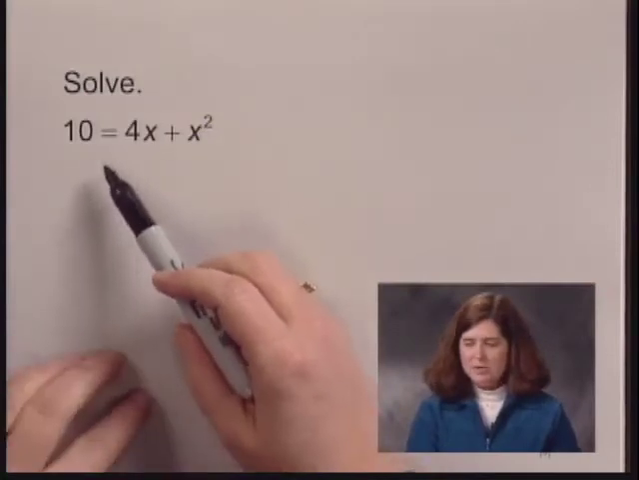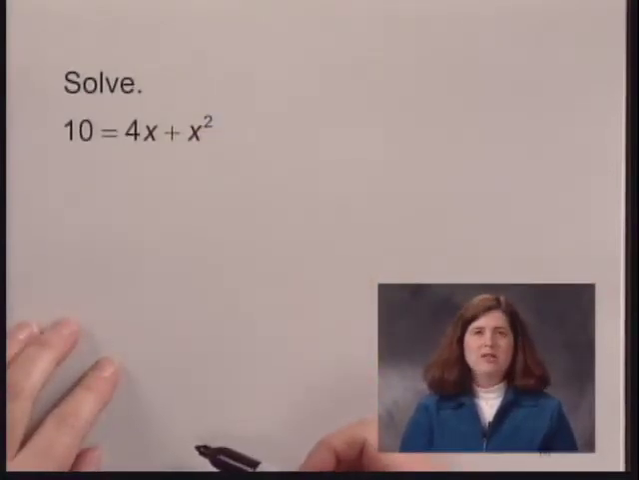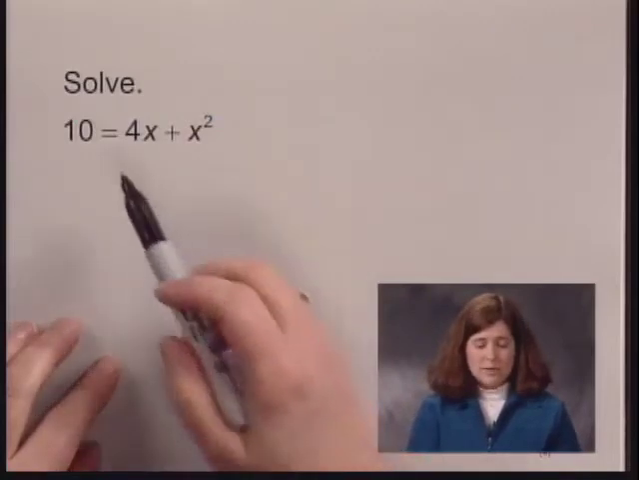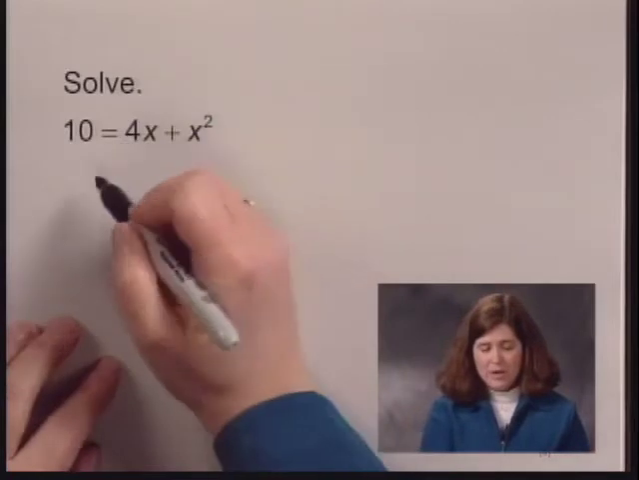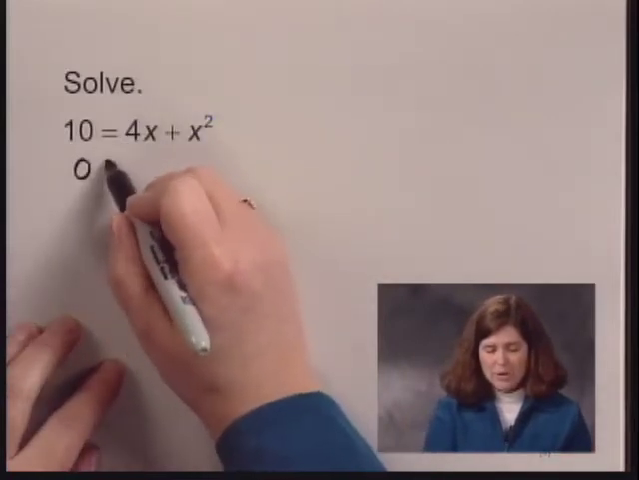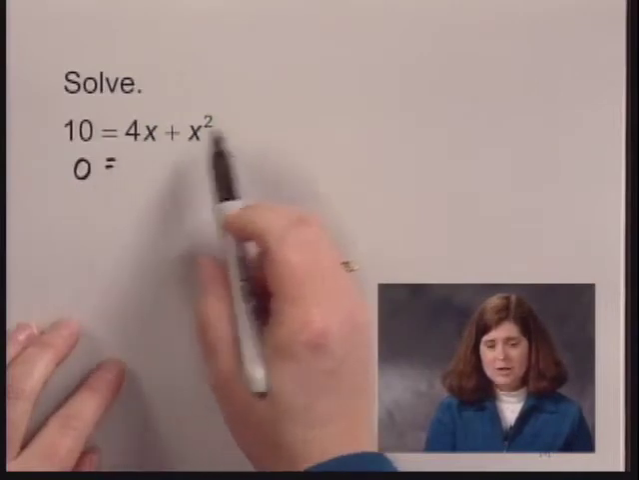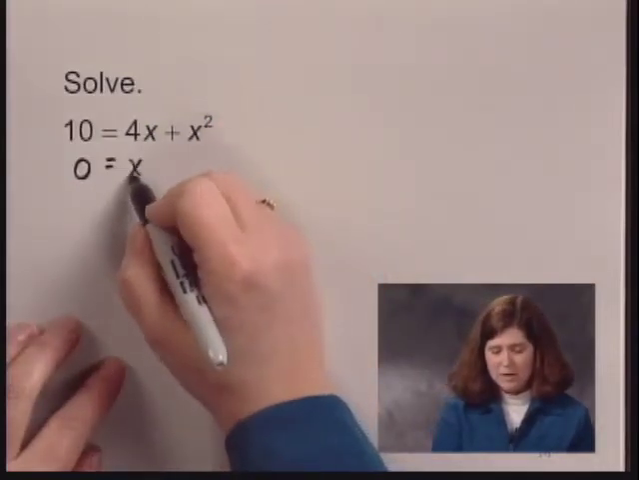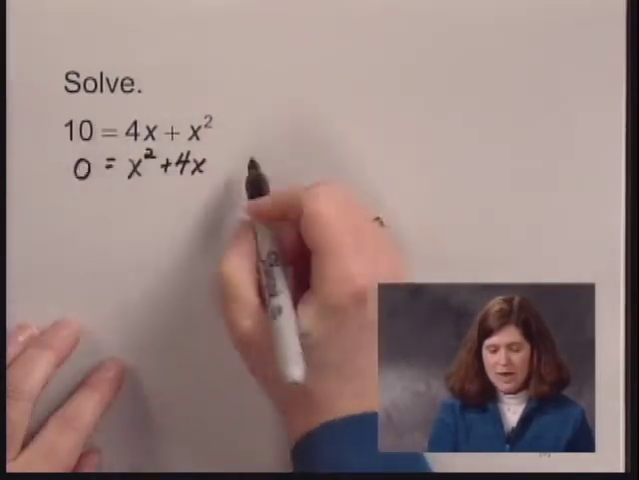In this problem, we solve a quadratic equation. We solve the equation 10 equals 4x plus x squared. To begin with, I subtract 10 from both sides in order to get 0 on one side. While I do that, I'm also going to reorder my terms so that my x squared term is first, writing them in descending order. So I have x squared plus 4x minus 10.